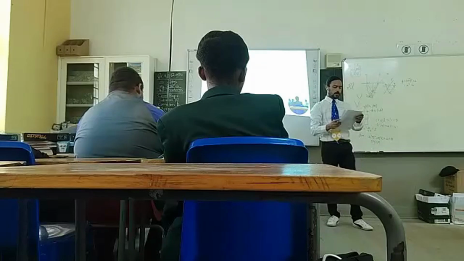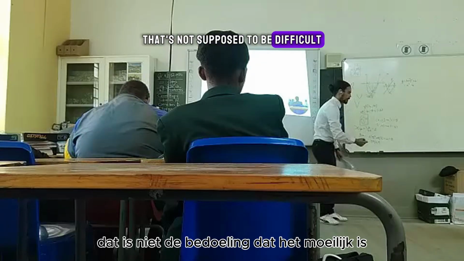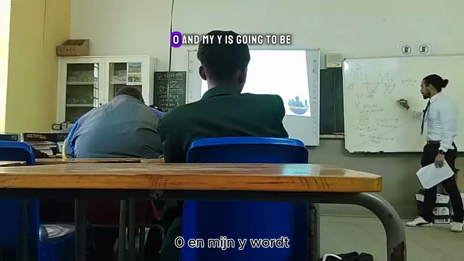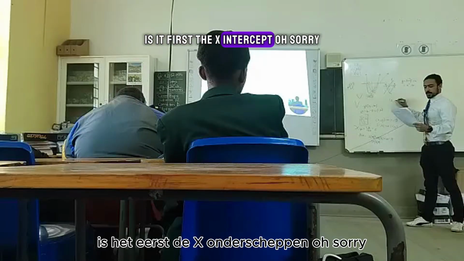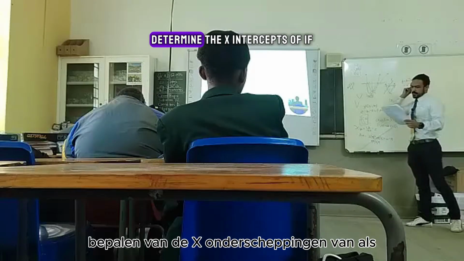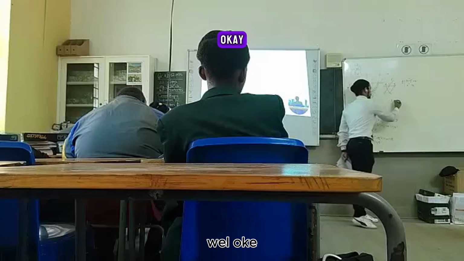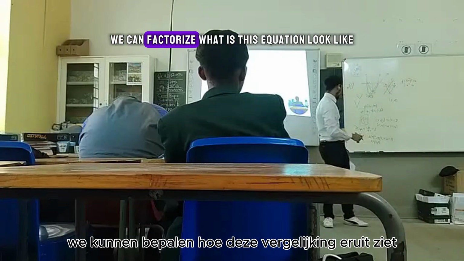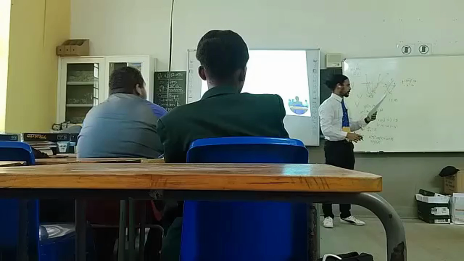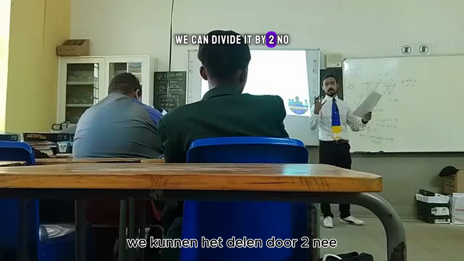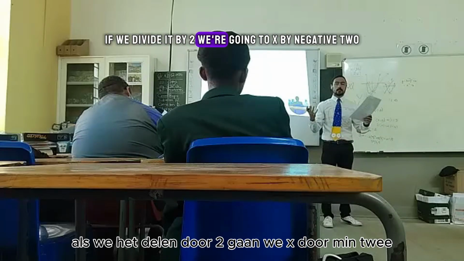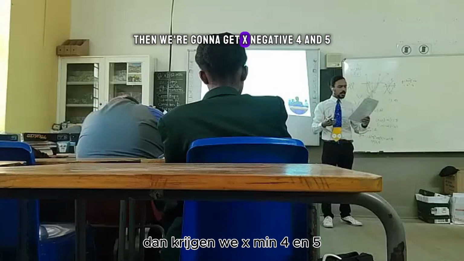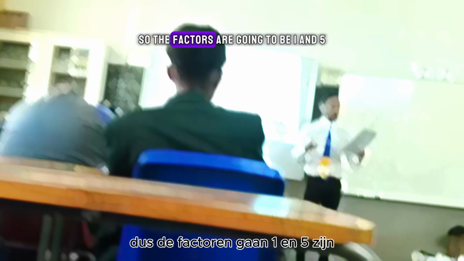Write down the coordinates of the y-intercept. That's not supposed to be difficult. The y-intercept is where x is always going to be 0 and my y is going to be, is it first the x-intercept? Oh, sorry. Determine the x-intercepts of f. Okay, that's y equals 0. Let's see if we can factorize. What does this equation look like? We can divide it by 2. If we divide it by 2, we're going to get (x - 5)(x + 1).